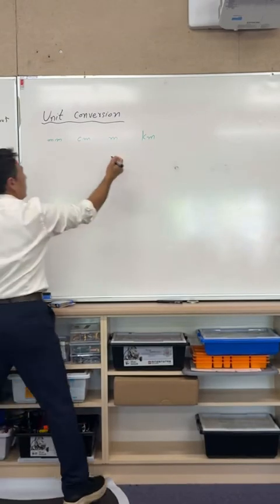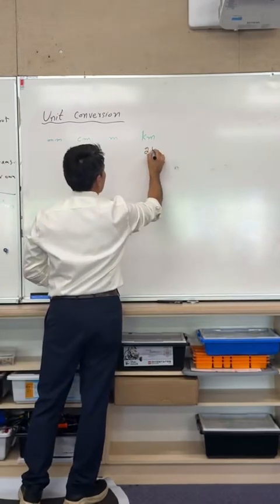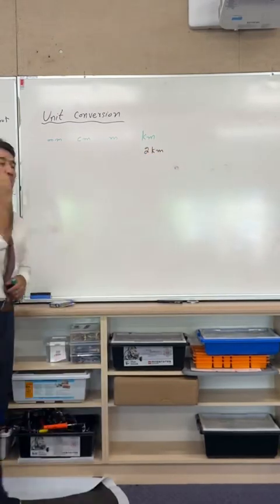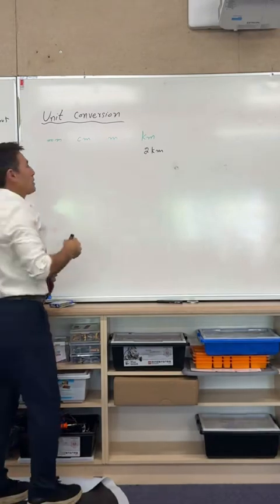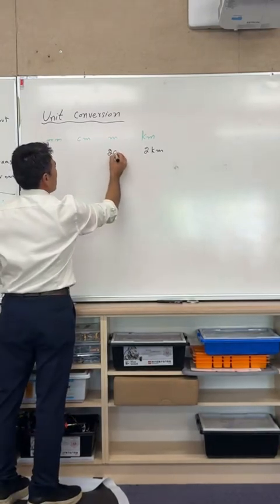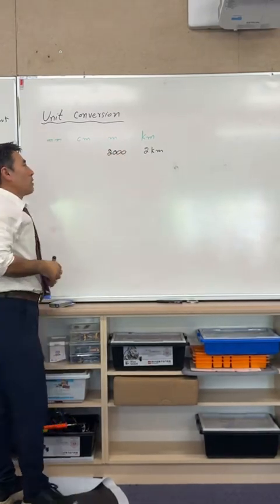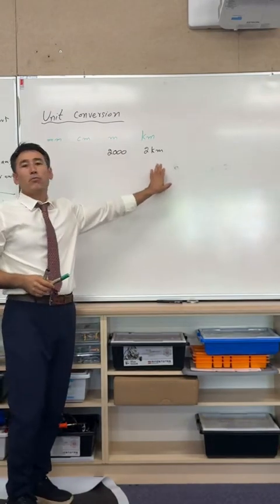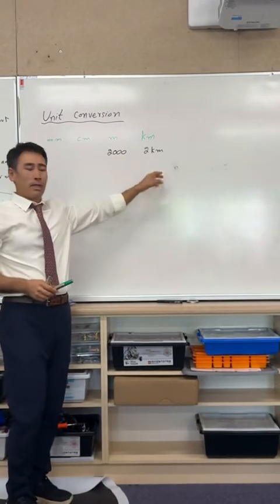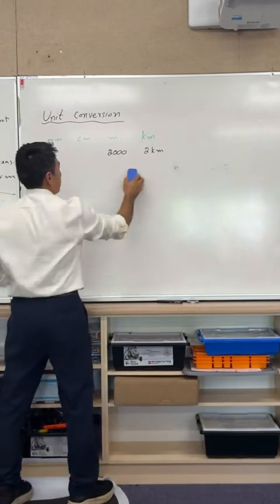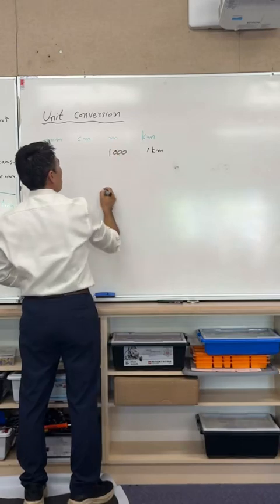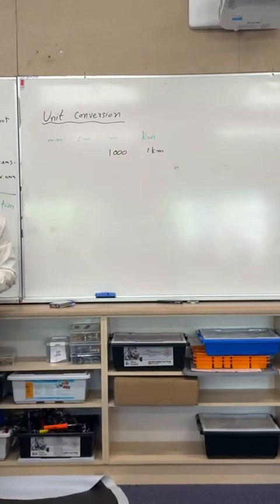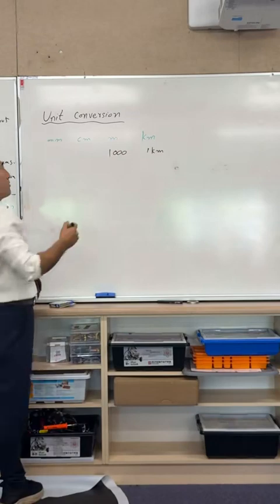Let's see, I'll go from here. The biggest one is kilometer, right? Smaller than kilometer, we have meter. Each 1,000 meter is 1 kilometer, right? You should know 1 kilometer is equal to 1,000 meter.